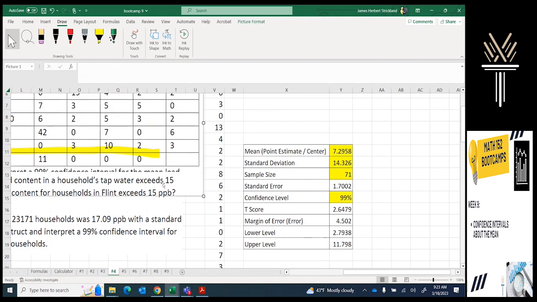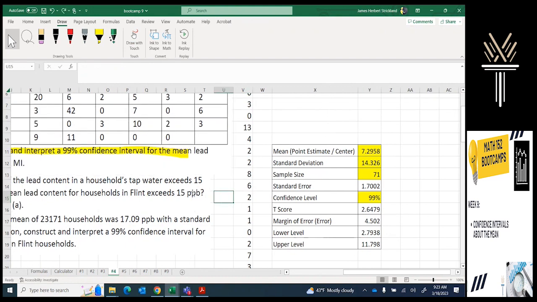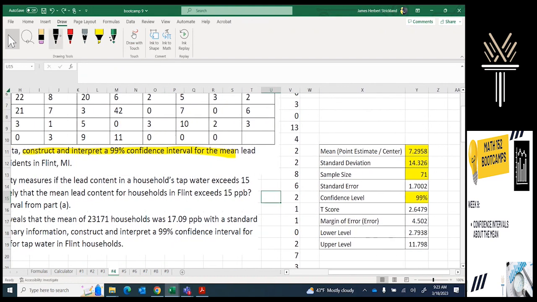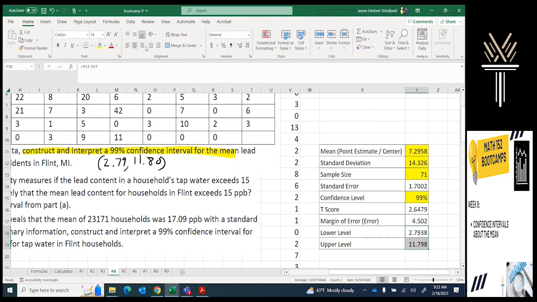We are 99% confident that the average household has a level of between 2.79, how about I just round it to 2 decimals, and 11.79 becomes 11.80, right? If I round to 2 decimals. And again, we don't have to do that in our heads. We highlight, we can just tell Excel to do that rounding for us. I just went to 2 decimals though. There we go.